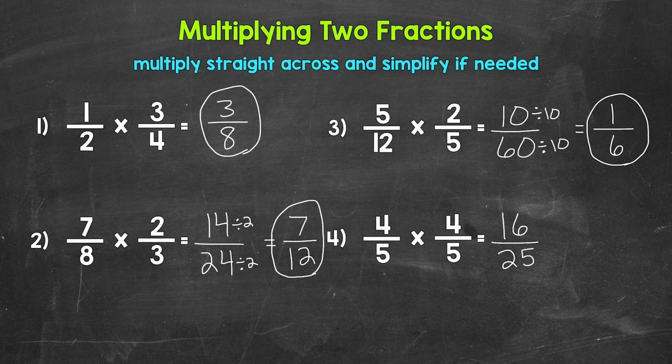The only common factor between 16 and 25 is 1. So this is in simplest form. We are done. Our final answer, 16/25. So there you have it. There's how to multiply two fractions. Let's move on to multiplying fractions and whole numbers.